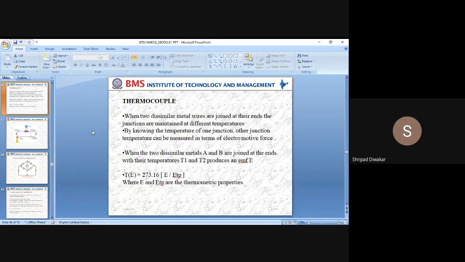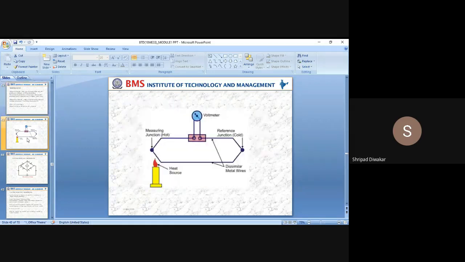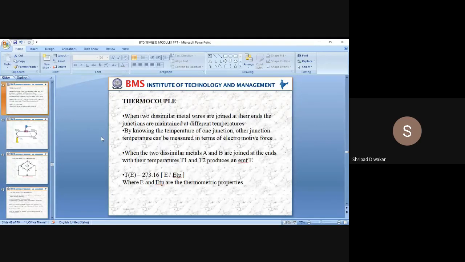When the two dissimilar metals, which we can call A and B, are joined at their ends, we call T1 the temperature of the hot junction and T2 the temperature of the cold junction. Whenever you join the two wires, it produces an electromotive force E, and this is the standard formula.